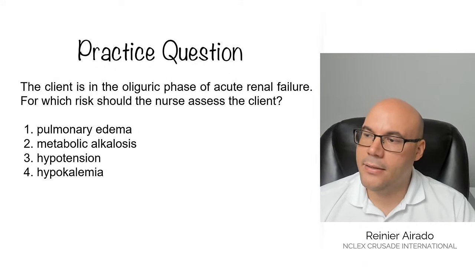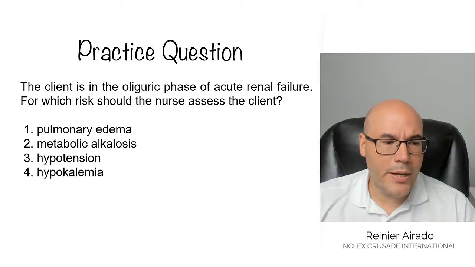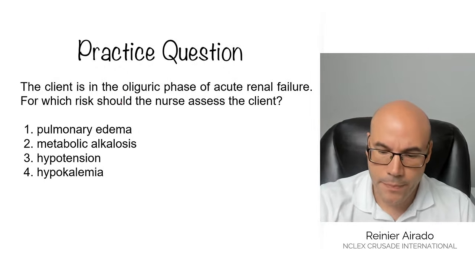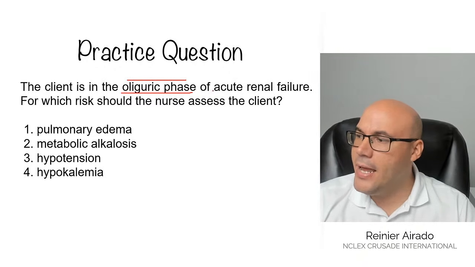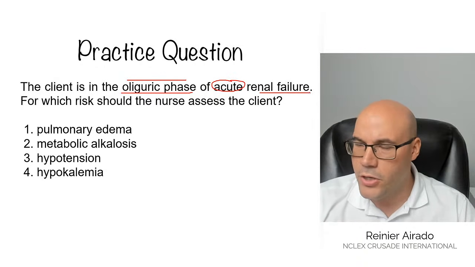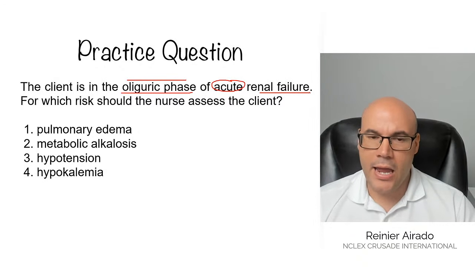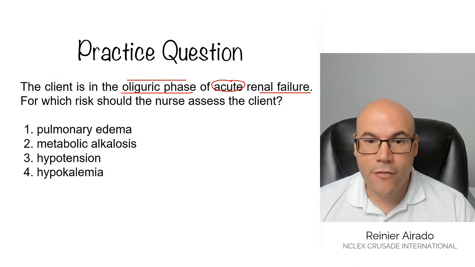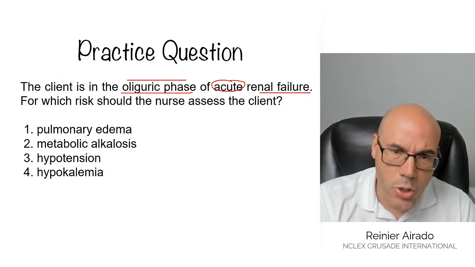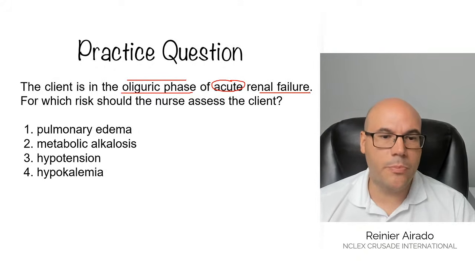It says, the client is in the oliguric phase of acute renal failure. So what are some keywords that we need to identify in this scenario? We identify the oliguric phase, and also that the patient is in acute renal failure. So we know that something is going on. The patient is unable to have an adequate urinary output because the word oliguric describes that. And also understand that the patient's kidneys are not functioning very well. The patient is in acute renal failure, so the kidneys are not functioning as they are supposed to.